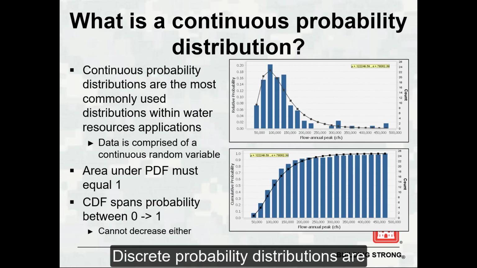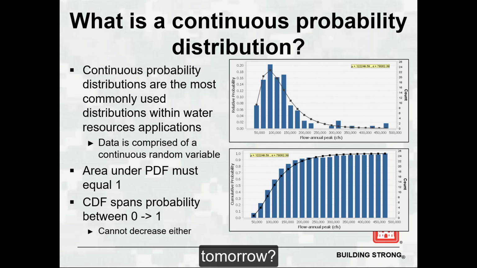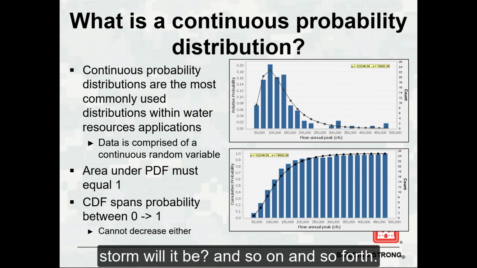Discrete probability distributions are used to describe the expected results from experiments where only a certain number of outcomes can be realized, like flipping a coin or rolling a die. These distributions aren't used as much within water resources applications, but they are still used from time to time to model things like, will it rain tomorrow? If it is going to rain, what type of storm will it be? And so on and so forth.